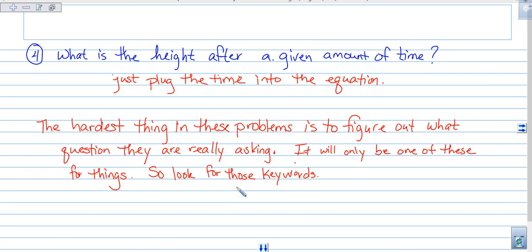Okay? So that pretty much sums up the information about projectile motion. Next is just solving it like you've been solving before.